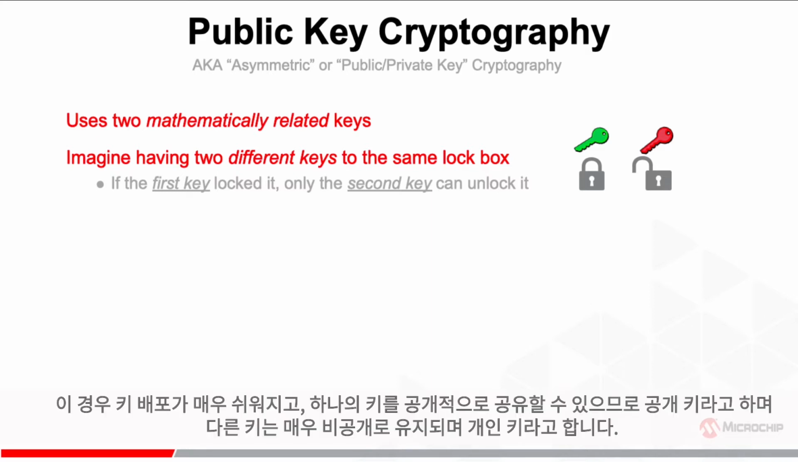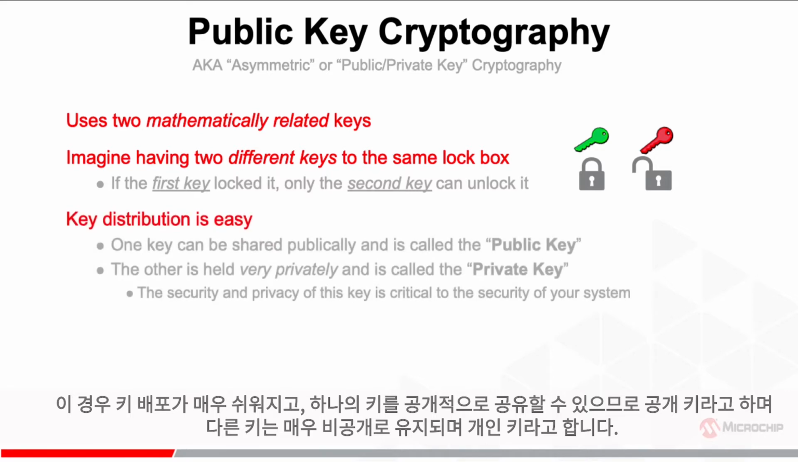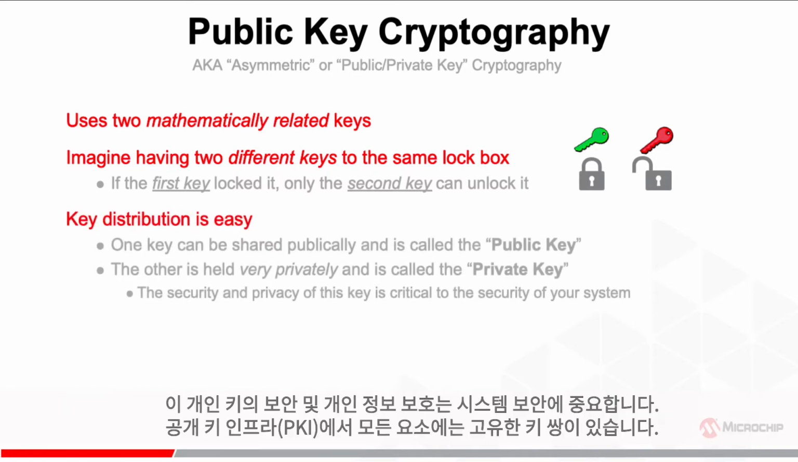Key distribution becomes very easy. One key can be shared publicly, and it's called the public key. The other key is held very privately, and it's called the private key. The security and privacy of this private key is critical to the security of your system.